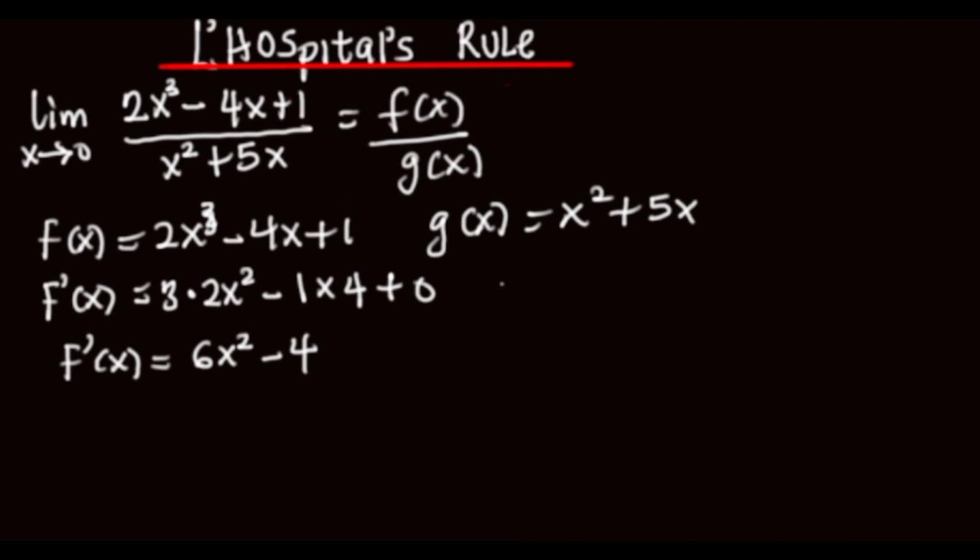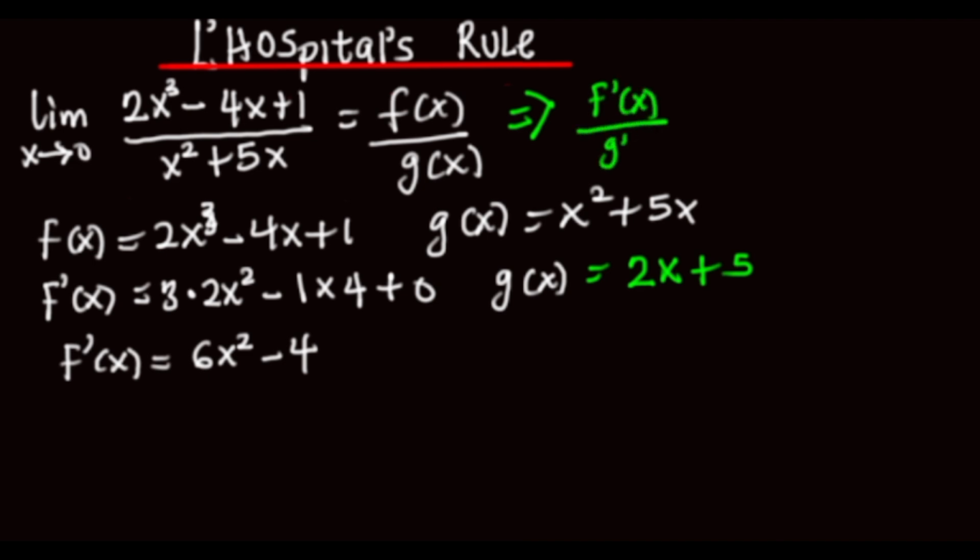Then for g of x, what I'm going to have for g of x is going to be equal to 2x, then plus 5. That's what I'm going to have for g of x. So I can now go ahead and put the values here. This implies that f prime of x divided by g prime of x is going to be equal to 6x squared minus 4, then divided by 2x plus 5. That's what I'm going to have.